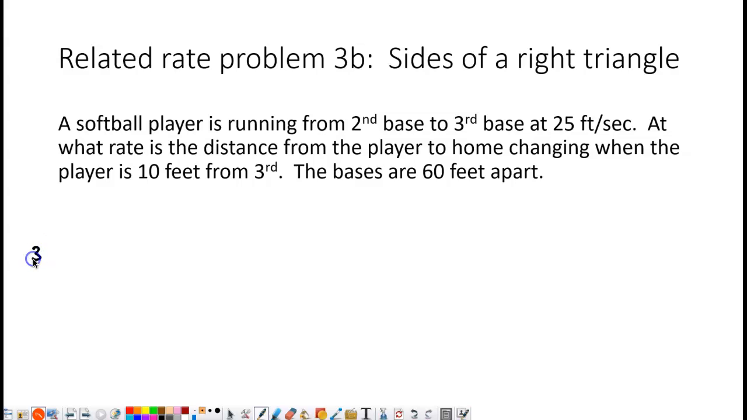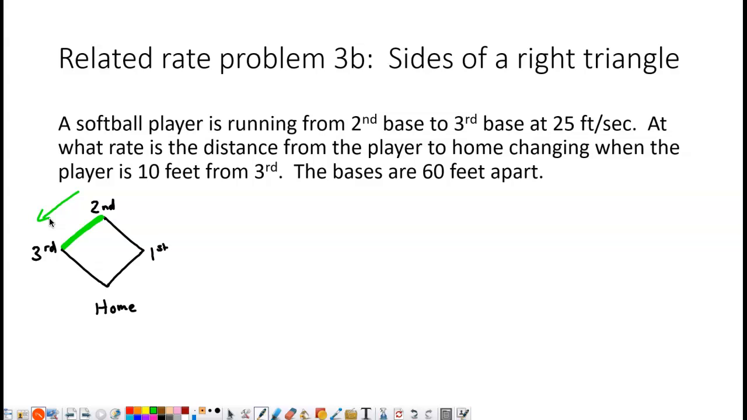So, well, let's start with something simple. I want to draw a baseball diamond. Okay. Now, our player is running from second base to third base. That's going to be right here. He's running that way.